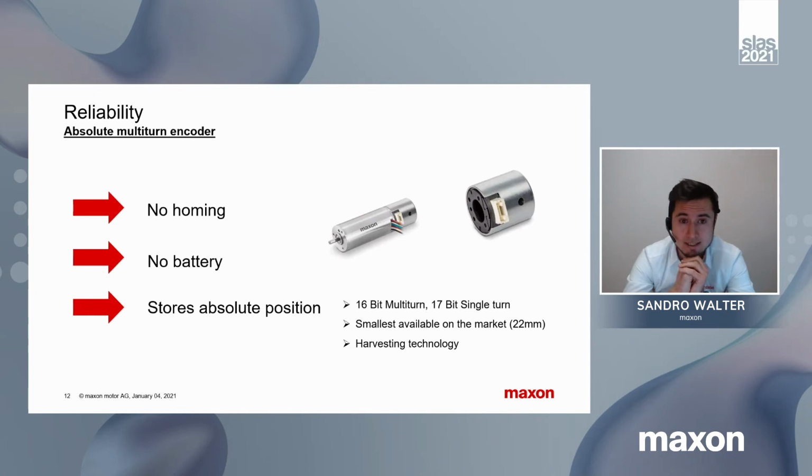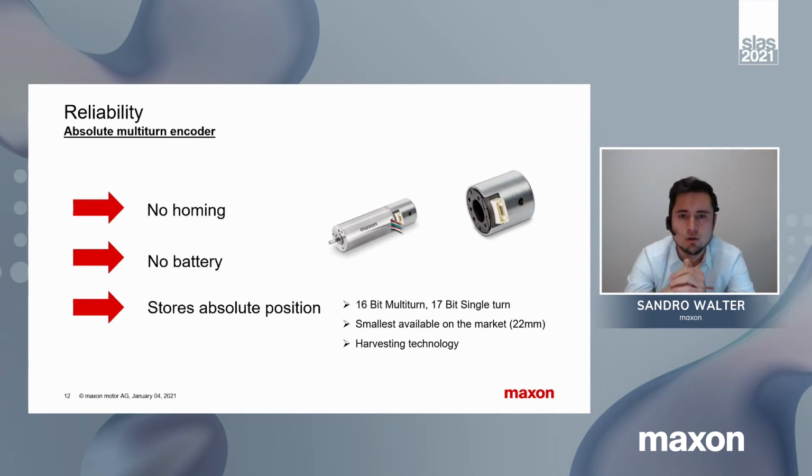And as already said, reliability is a very important factor in the laboratory. This means that devices have to work reliably and precisely. By using an absolute multiturn encoder, for example, the absolute position can be saved and called up at any time. This ensures that despite the interruption of the analysis process, the exact position is known and the process does not have to be repeated.